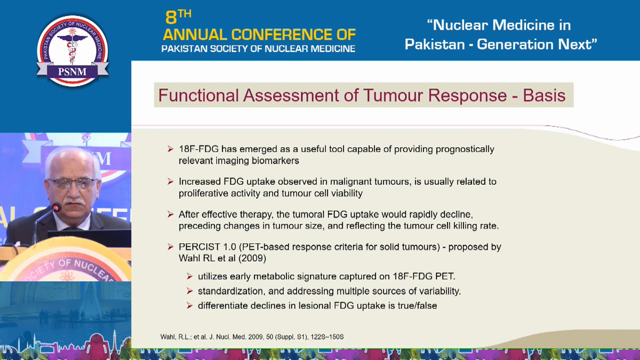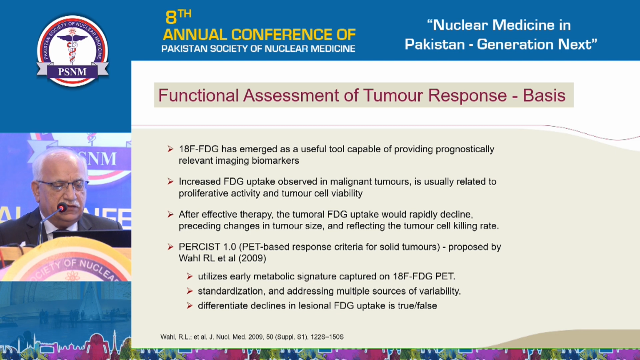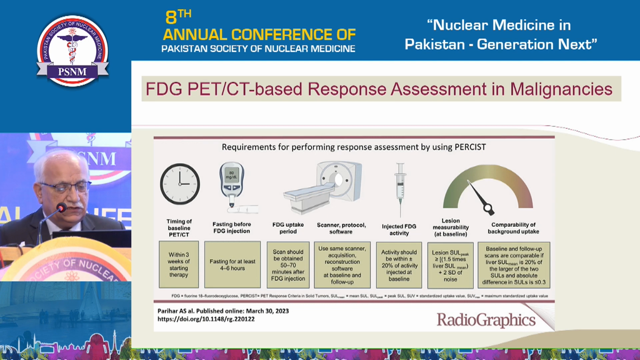For functional assessment of a tumor, FDG has emerged as a useful tool capable of providing a prognostically relevant imaging biomarker. It is taken up in malignant tumors and is usually related to proliferative activity and tumor cell viability. PERCIST, which was defined in 2009 by Wahl, utilizes the early metabolic signature captured on FDG PET. It also introduces standardization, addresses multiple serious sources of variability, and can differentiate between true and false response.